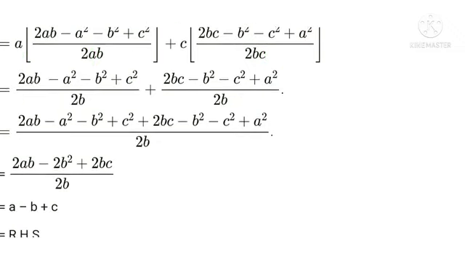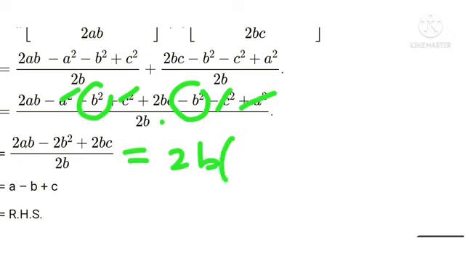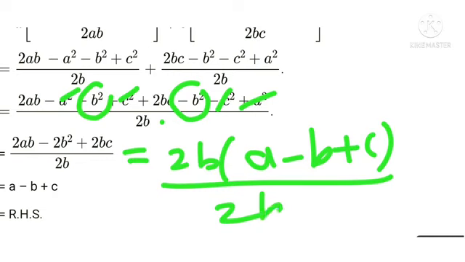Write numerator. Now a square gets cancelled, then c square gets cancelled, so what remains, 2ab plus 2bc minus 2b square upon 2b. Okay, so here you observe, next step is 2b is common, so what remains, (a minus b plus c) upon 2b. 2b gets cancelled, so what remains is a minus b plus c, which is equal to RHS, hence the proof.